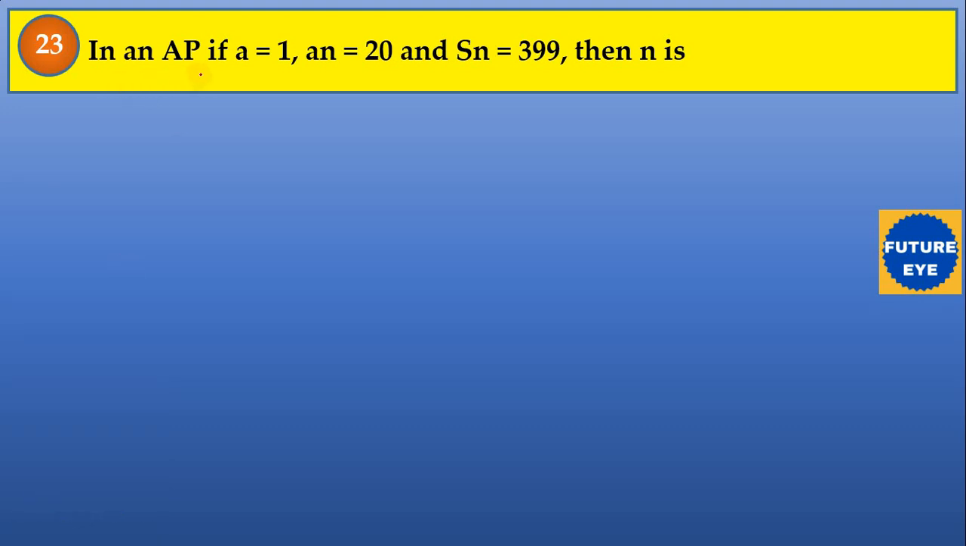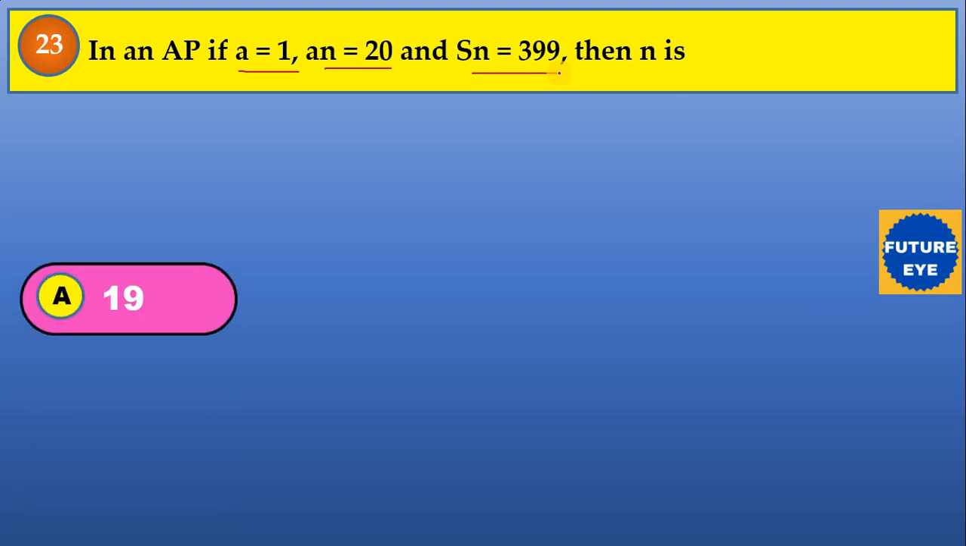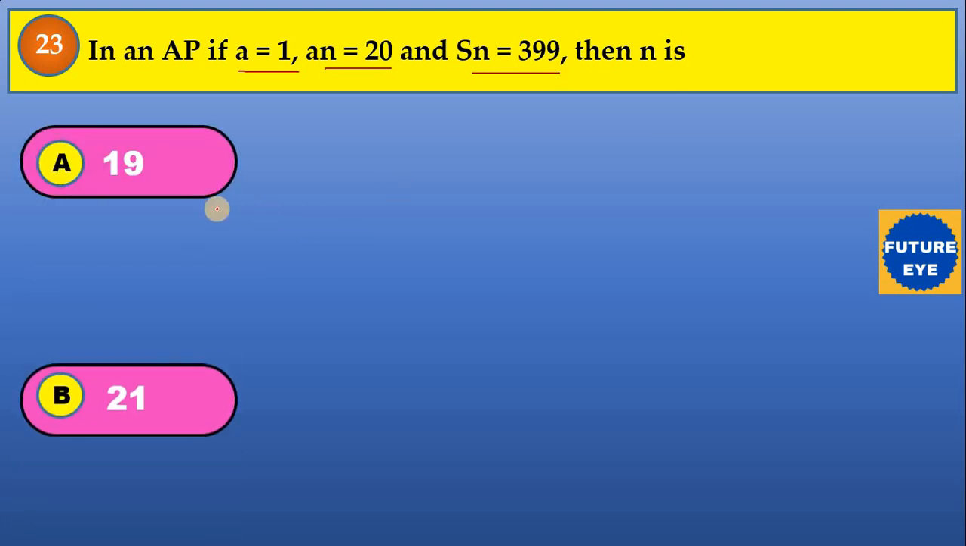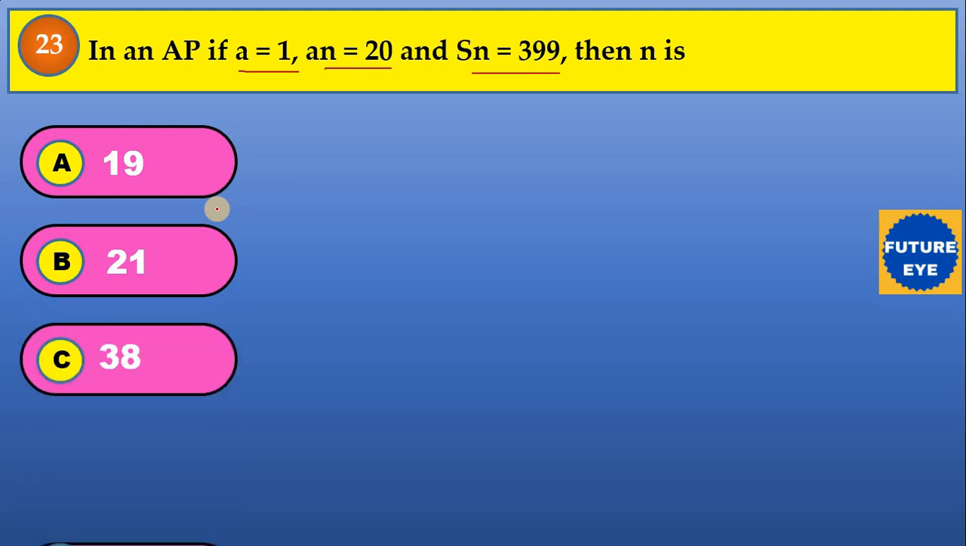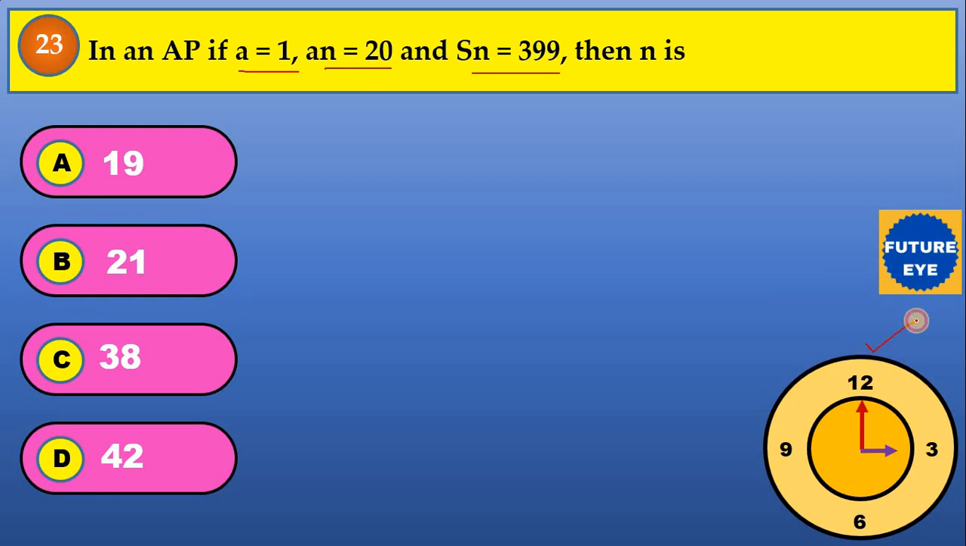Question number 23. In an AP, if a equals 1, an equals 20 and Sn equals 399, then n is: option A, 19, option B, 21, option C, 38, option D, 42. Your time starts from now.